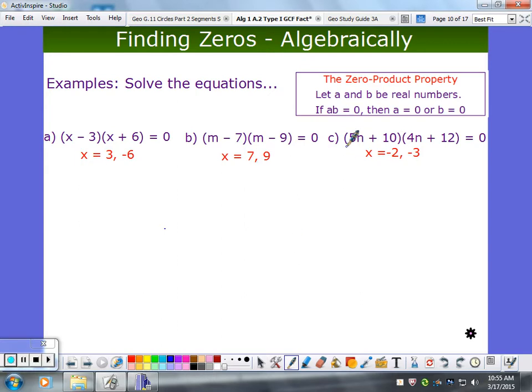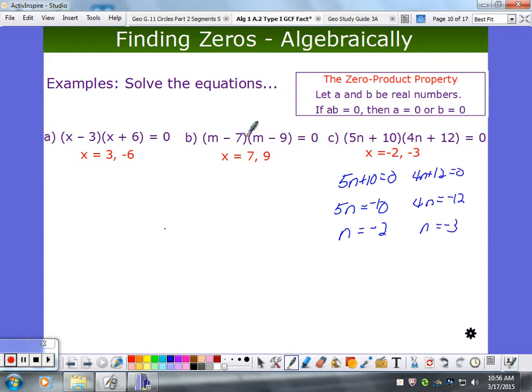This may be a little harder to see, so just set 5n plus 10 equals 0. I know how to solve this, right? Subtract 10 and divide by 5, -2. Because look, if you plug in a -2, 5 times -2 is -10, plus 10 is 0. Right? And then same thing with this one, 4n plus 12. When does that equal 0? And so subtract the 12, divide by 4.